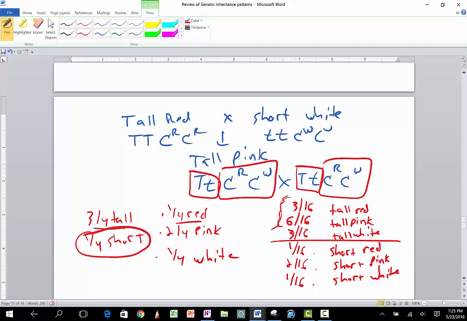Then we get 6 plus 3 plus 3 is 12. 1 plus 2 plus 1 is 4. And that's a 3 to 1 ratio. So as far as tall to short, because all the ones on the top are tall, that gives us a 3 to 1 ratio, because it still does its thing by itself. Red, pink, white is 1 to 2 to 1. And when we multiply them together, we get this crazy ratio. That's not something you ever want to memorize. That's just something you want to be able to figure out.